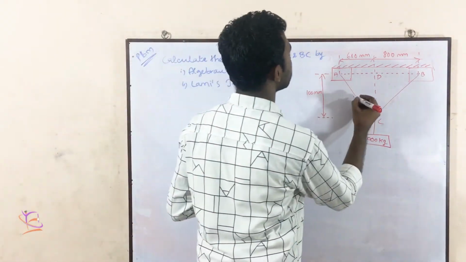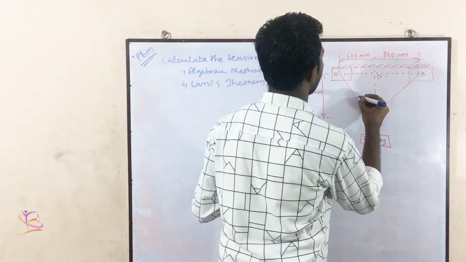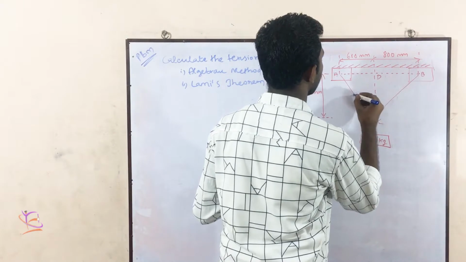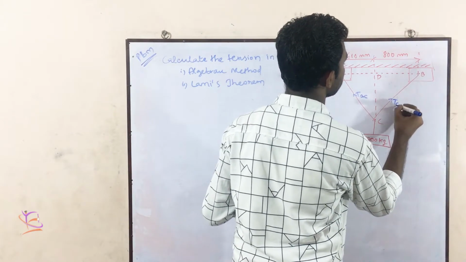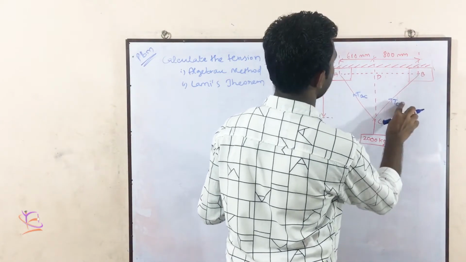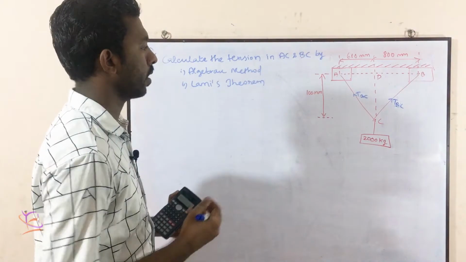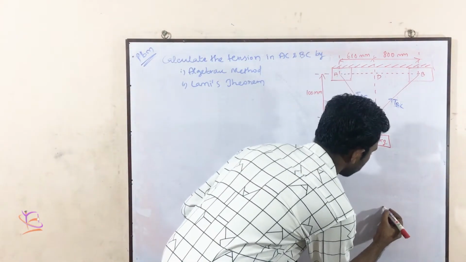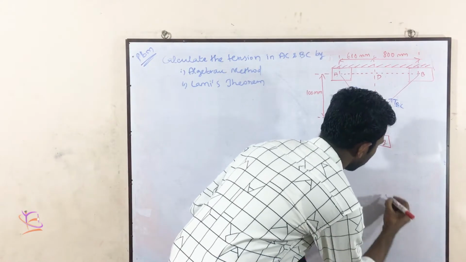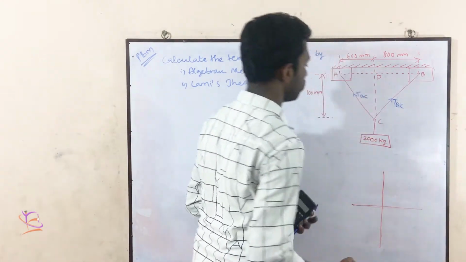So the tension in AC can be denoted as TAC, and the tension in here it is called TCB, or TBC. Okay, now we can make the free body diagram. So first of all, you have to make the junction, that is C. So we are making C as a junction.